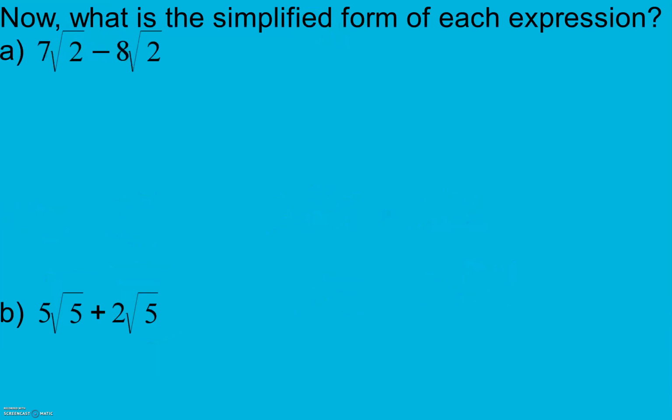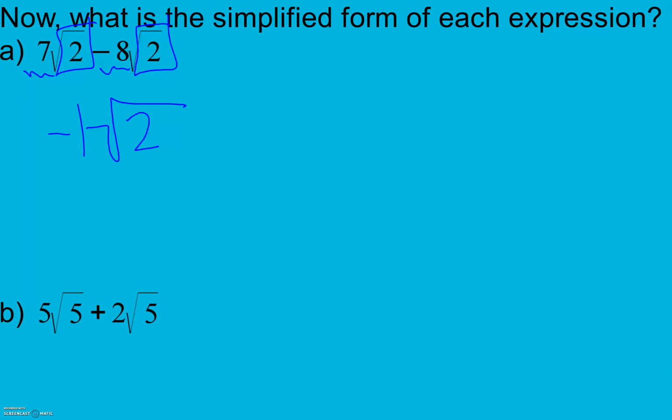Now feel free to pause here and give these a try. What is the simplified form of each expression? Square root of 2 is the same in both radical expressions. So I keep that square root of 2, and I can take the 7 minus 8 and get -1.